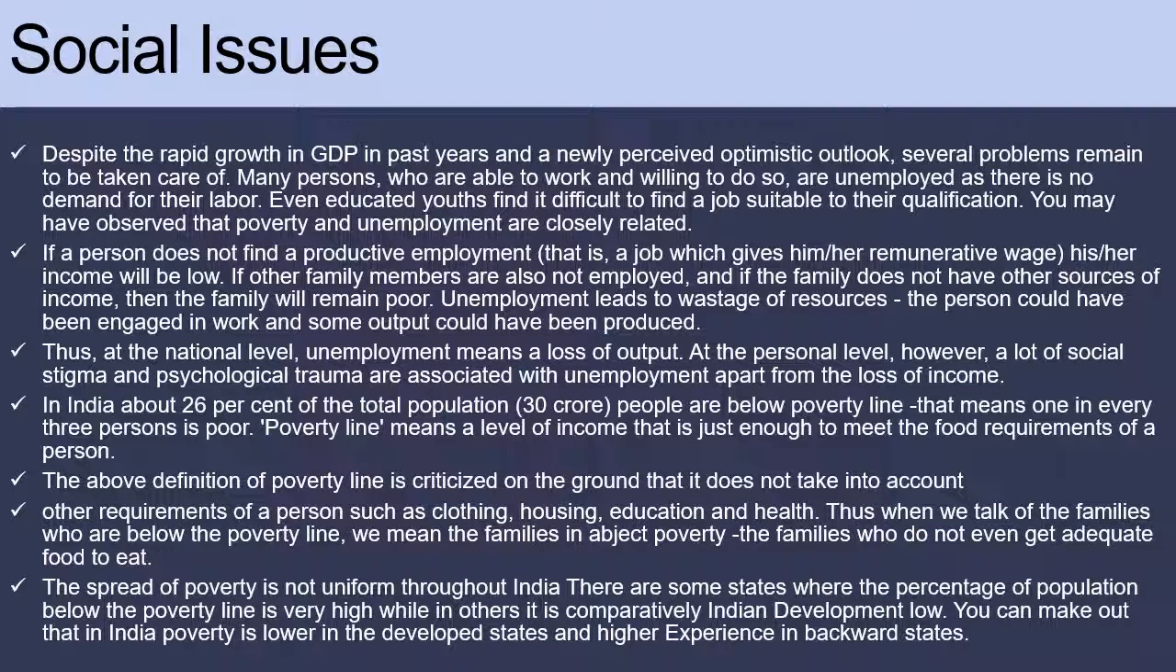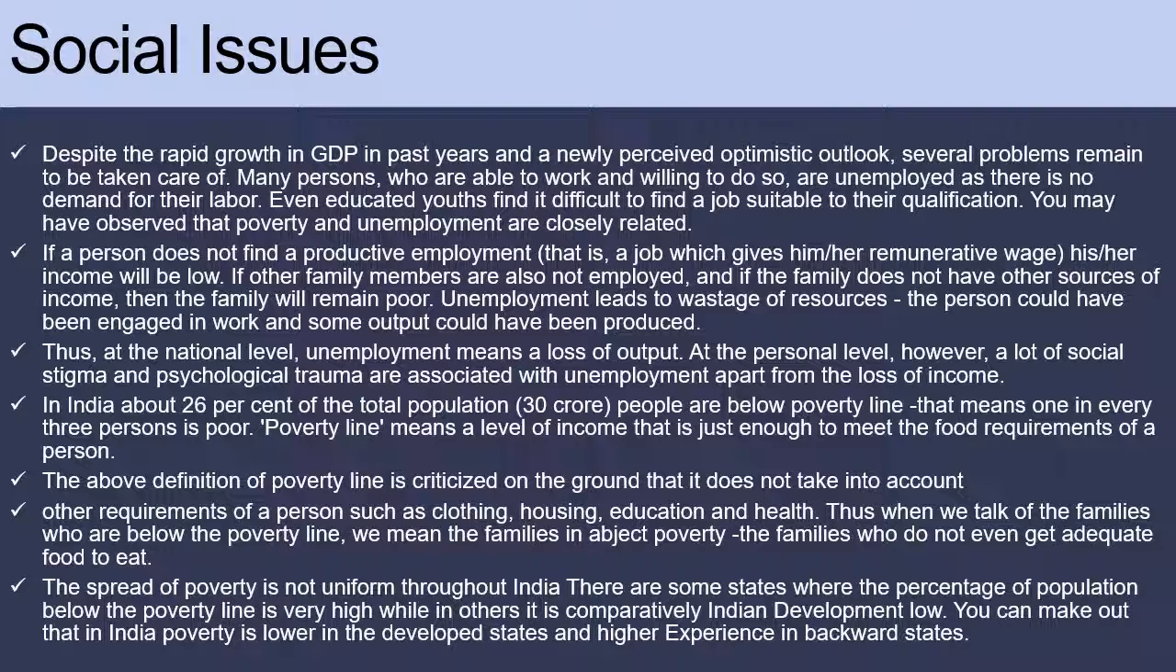Despite the rapid growth in GDP in past years and a newly perceived optimistic outlook, several problems remain to be taken care of. Many persons, who are able to work and willing to do so, are unemployed as there is no demand for their labor. Even educated youths find it difficult to find a job suitable to their qualification.